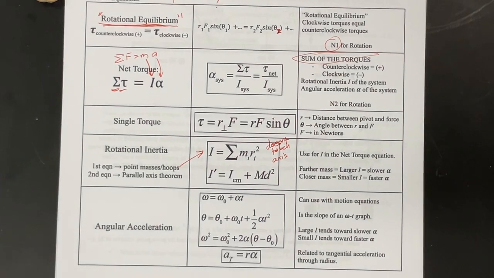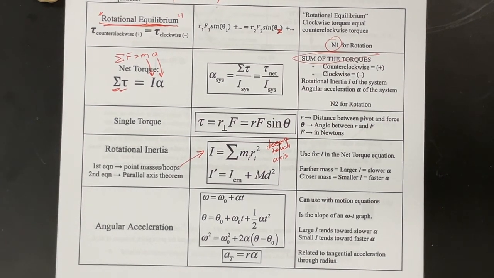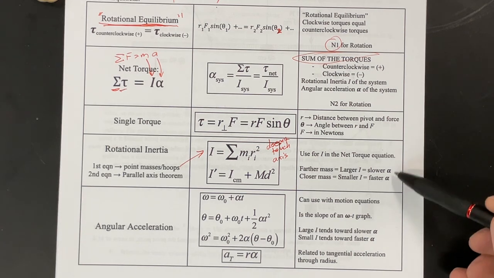They ask that question a lot, conceptually: if I make this change to the object and they move the mass further away or closer, what happens to the angular acceleration? They ask that question a lot. And all you have to do is use this line of logic.